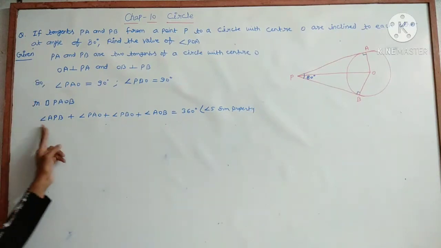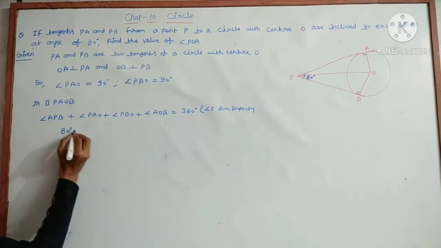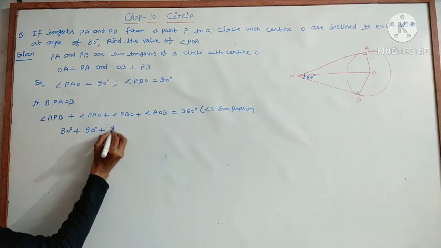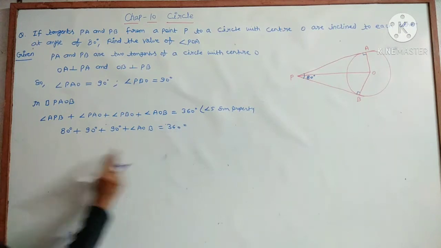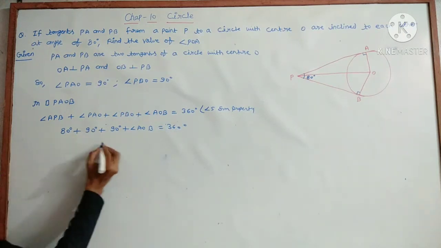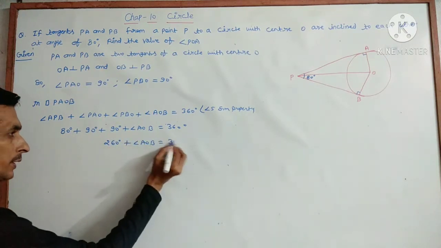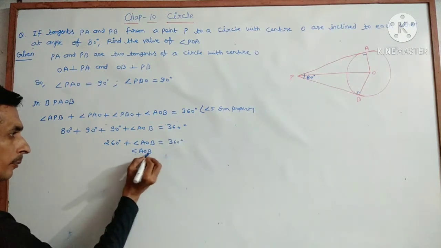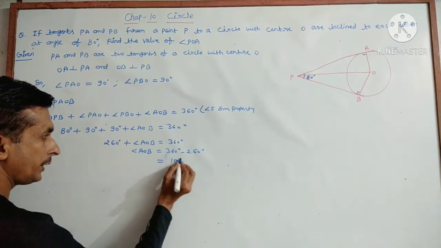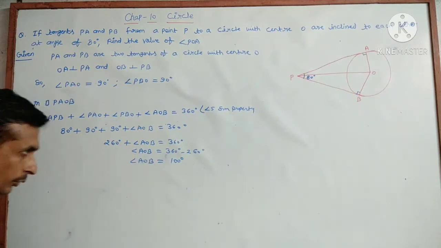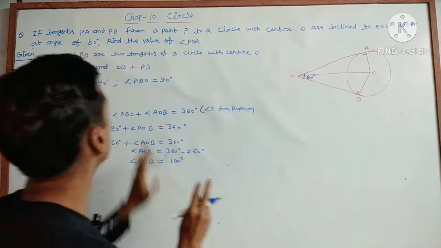Now put the value of APB, which is 80 degrees. So 80 degrees plus PAO 90 degrees, PBO 90 degrees, plus angle AOB is equal to 360 degrees. 90 plus 90 is 180, 180 plus 80 is 260 degrees. Plus angle AOB equal to 360 degrees. Angle AOB equals 360 minus 260 degrees, so it is 100 degrees. So you have got the value of angle AOB as 100 degrees. But we have to find angle POA.